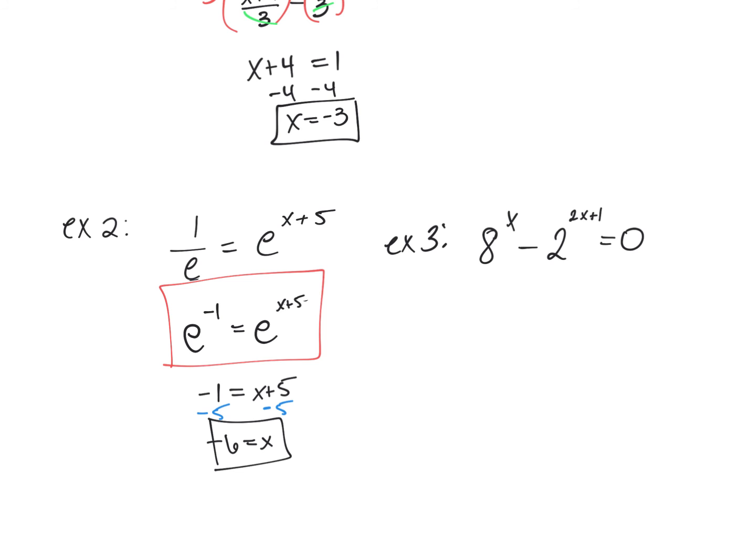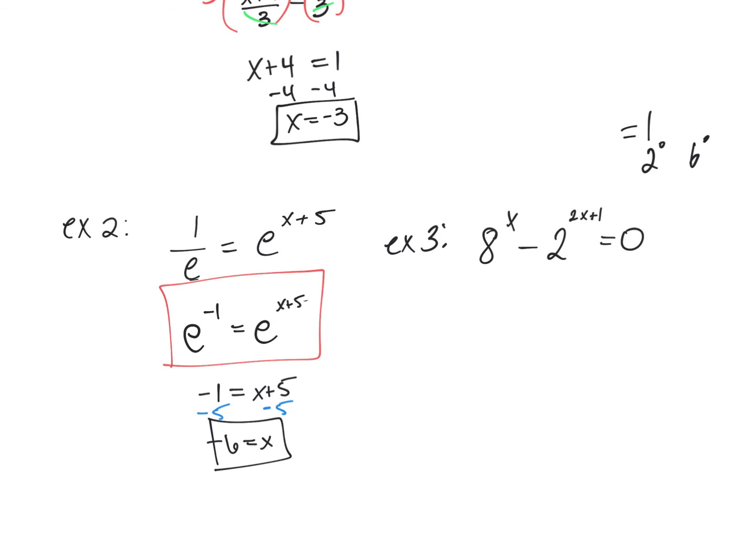And then example 3, 8 to the x minus 2 to the 2x plus 1 equals 0. On Friday, we looked at if it was equal to 1, we used anything to the 0 power, right? 2 to the 0 or 6 to the 0. You will have to use that on today's homework, making the 1 a base to the 0 power. But when it's equal to 0, we can't do that. There is no number we can raise to a power and get 0. Right? Can you think of one?